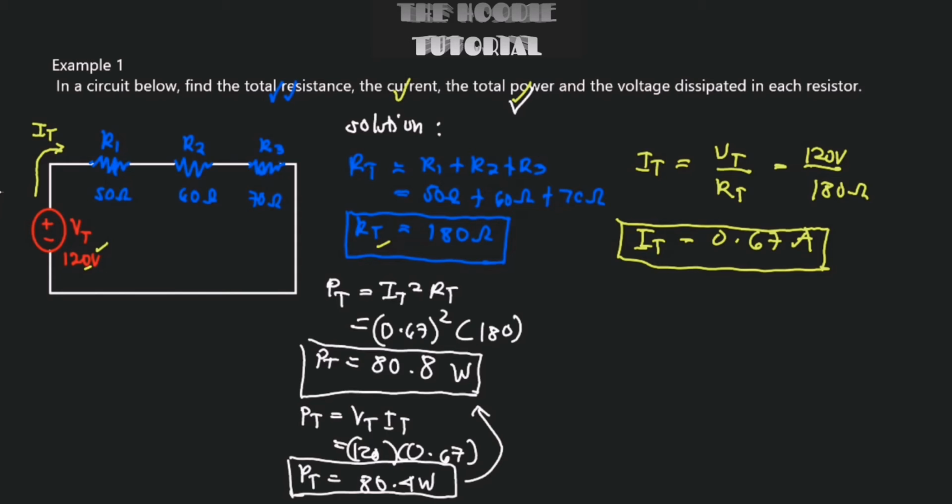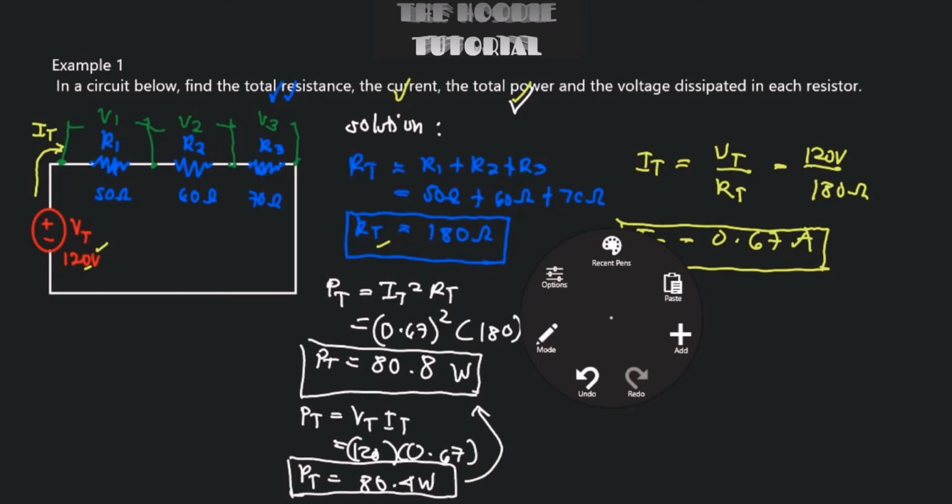That means that we need to find the voltage being dropped across R1. Let's draw that: this is V1, this is V2, the voltage across R2, and then let's put V3 right here. In terms of finding the voltage dissipated across each resistor, for V1 we can use either Ohm's law or the voltage divider formula. Right now we just have to find V1 in terms of Ohm's law.